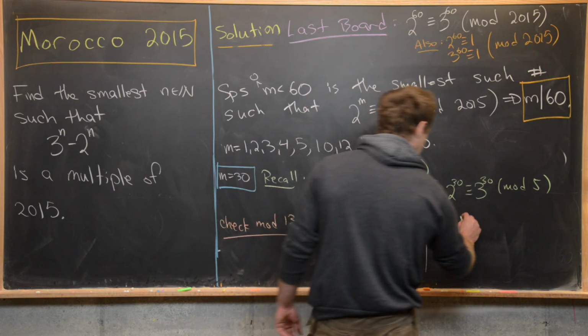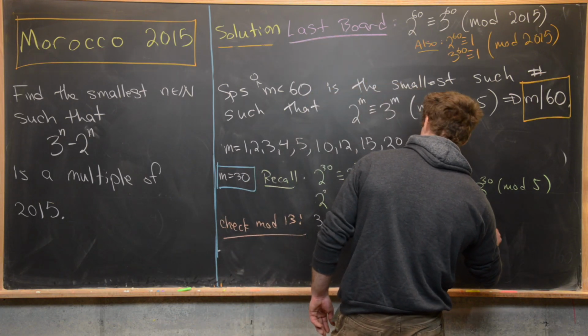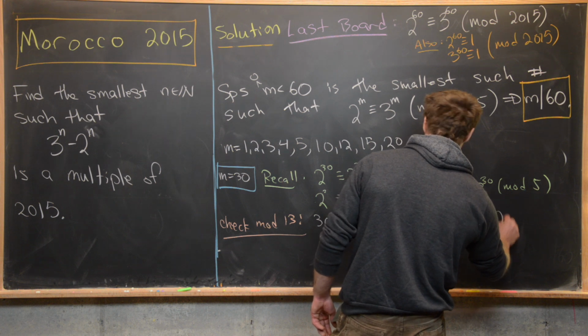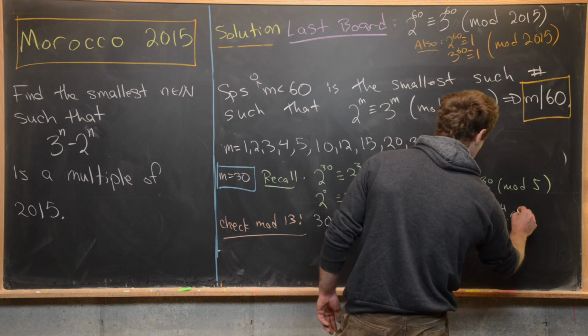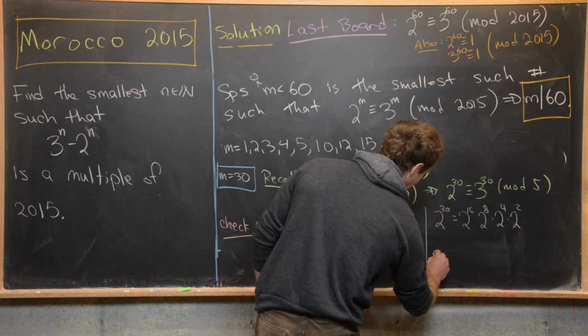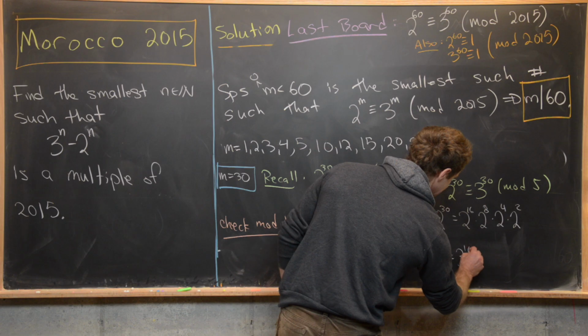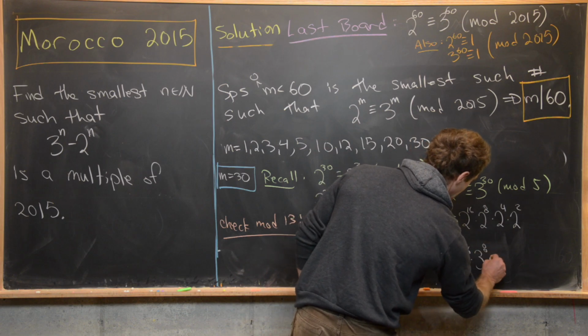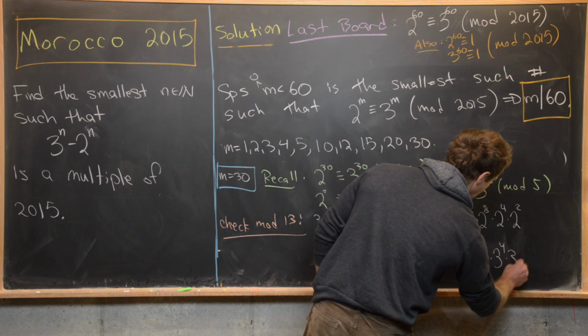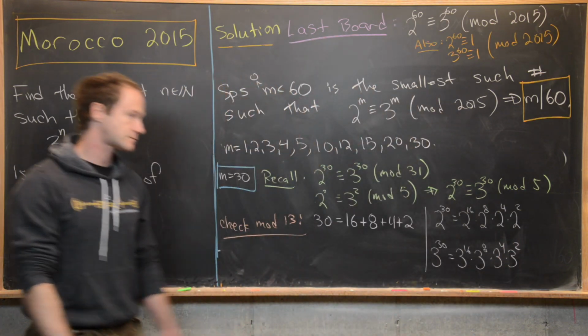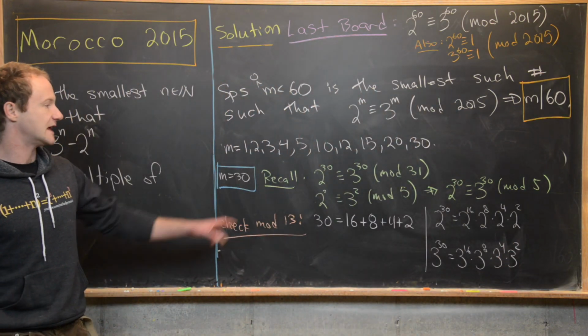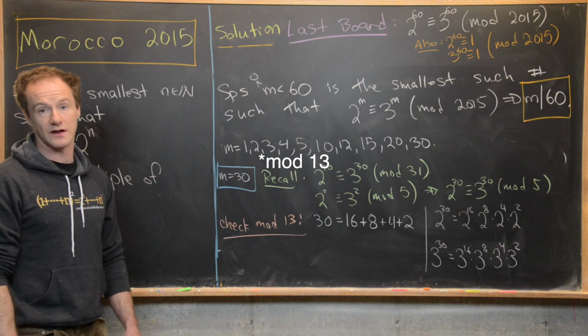So what that tells me is that I really need to calculate 2 to the 30, which is the same thing as 2 to the 16 times 2 to the 8 times 2 to the 4 times 2 to the 2, and I want to compare that to 3 to the 30, which is 3 to the 16, 3 to the 8, 3 to the 4, and 3 to the 2. Okay, good. And again, we're working mod 13 in all of these.